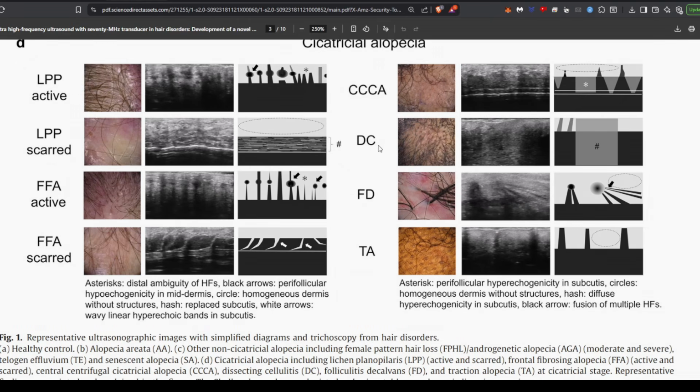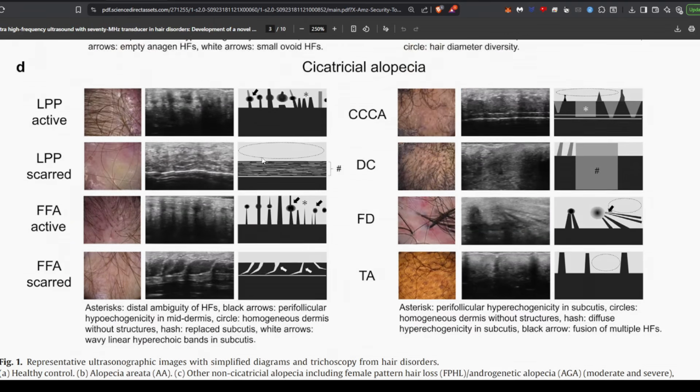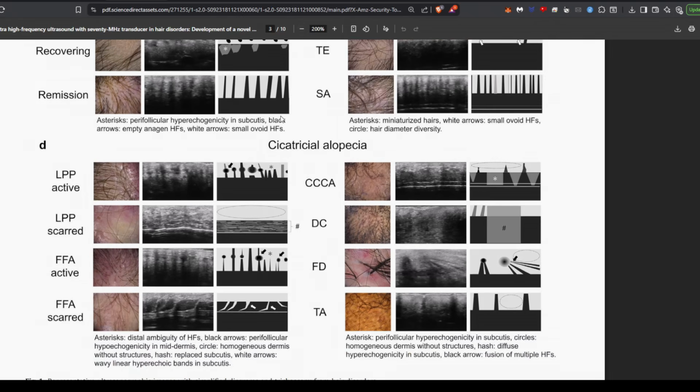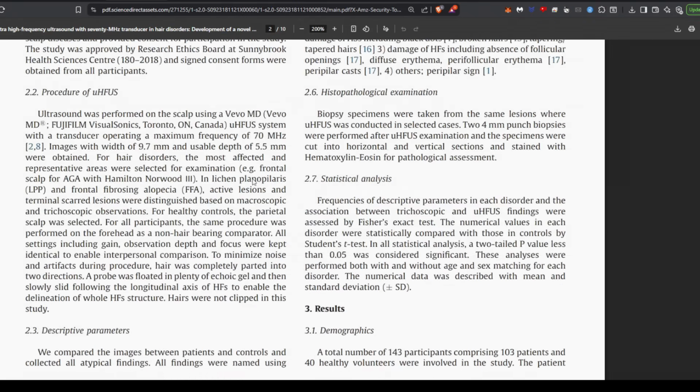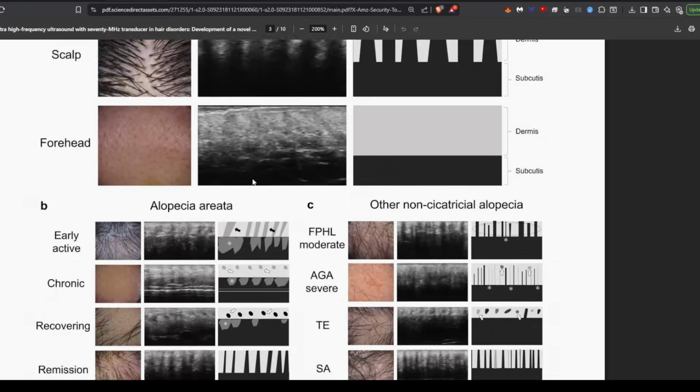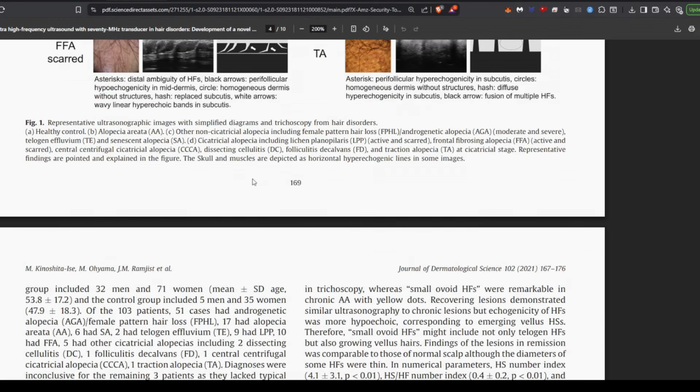Oh, I was wrong. So DC is not discoid lupus, it's dissecting cellulitis. So, it is what it is. But as you can see, that's my sort of overview. Hopefully you guys can understand it. But I just want to give a takeaway point here. Even though I was rambling a lot, hopefully you guys can just listen to what I have to say real quick.